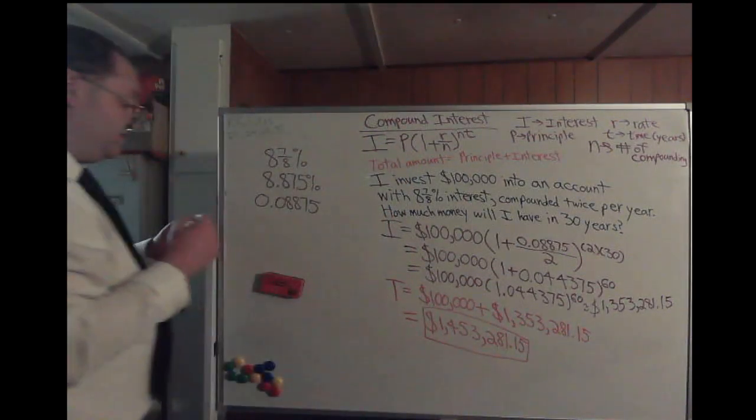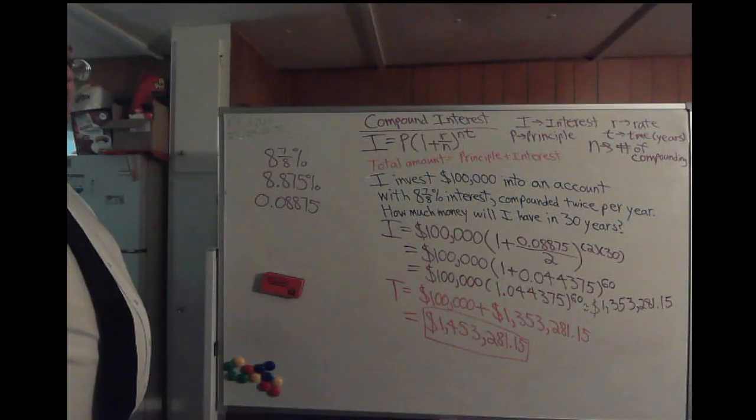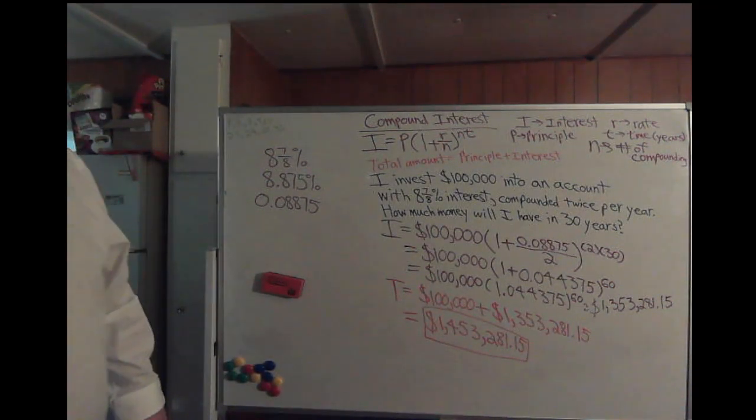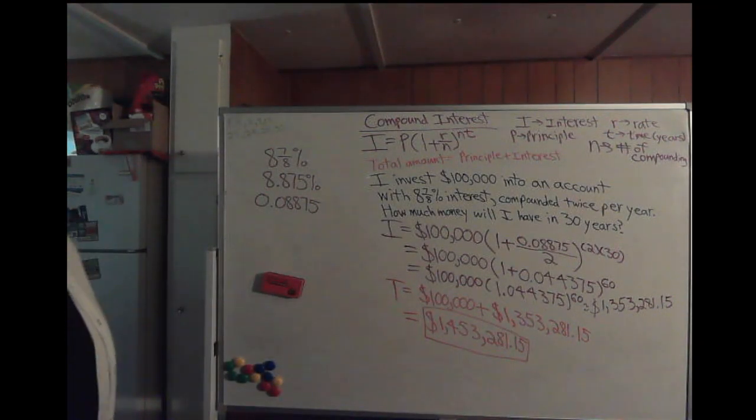So yeah, if you have $100,000 to invest, you might want to think about investing it into a CD or some other account that has a high interest rate yield. You could be a millionaire. If you start when you're young and put it into an account, when you're older, you'll be a millionaire. You can retire comfortably.